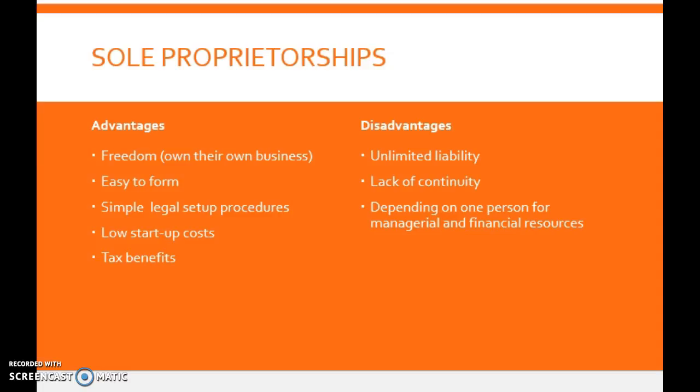Unlimited liability means that a sole proprietor is personally liable for all debts incurred by the business. Lack of continuity means that a sole proprietorship legally dissolves when the owner dies.